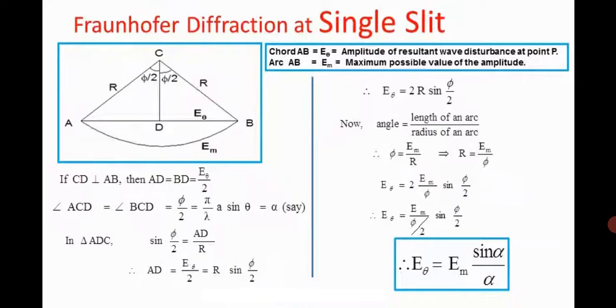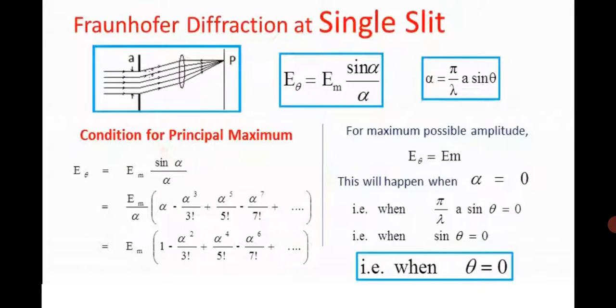As we know, angle is equal to arc upon radius, the length of the arc and the length of the radius, and from that we get E theta equal to Em sin alpha upon alpha, where alpha is equal to phi by 2. Now, what is the condition for principal maxima? The phase difference should be 0 and the path difference should be a multiple of lambda.